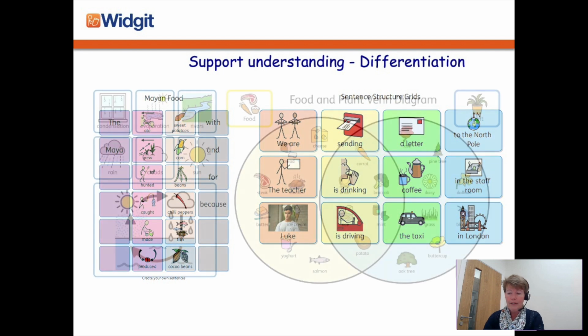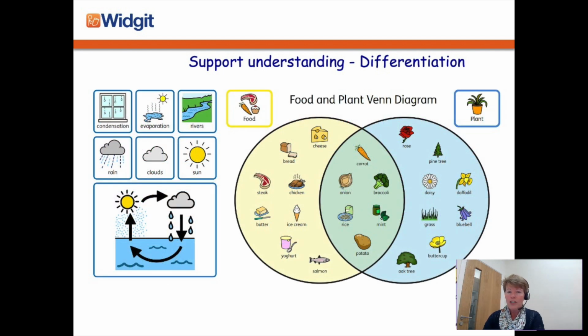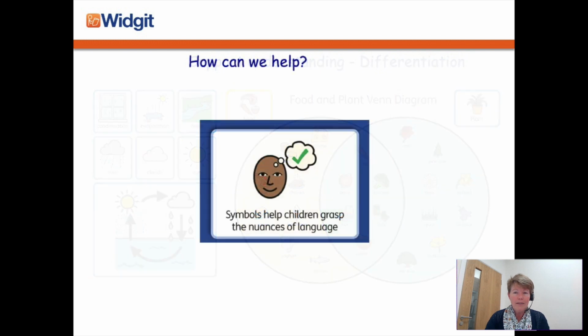And the next one, again, just wanted to show you a range of what can be created using Widget Online. It is the basic entry program, but it does have an awful lot of templates that you can use. So it has Venn diagrams as well as templates that can be used for the rain cycle there. And the next one, please.